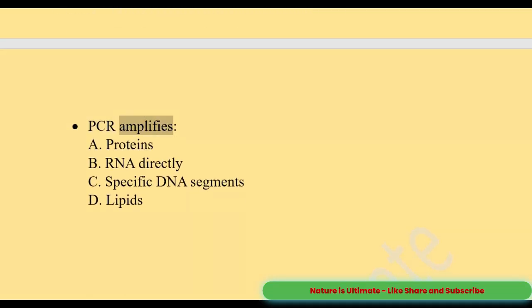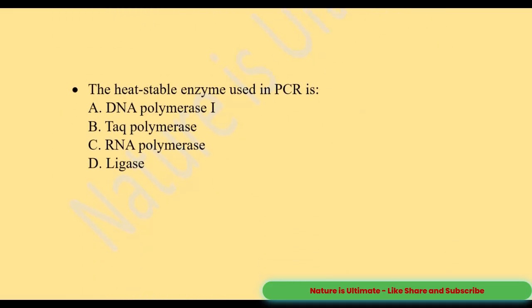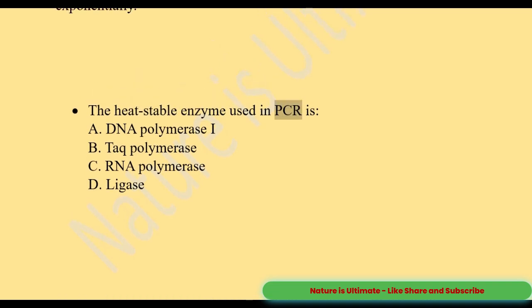PCR amplifies: A. Proteins. B. RNA directly. C. Specific DNA segments. D. Lipids. Correct: C. PCR selectively amplifies a specific DNA sequence exponentially. The heat-stable enzyme used in PCR is: A. DNA polymerase I, B.